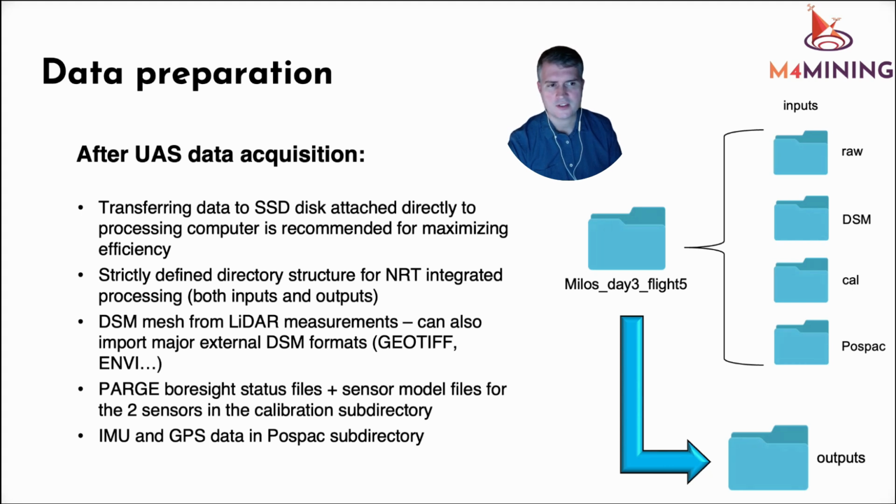While the DSM mesh is typically obtained from LiDAR measurements, it is possible to import major external DSM formats, which can be useful if additional terrain information is required in areas not covered by the LiDAR DSM. The PARGE boresight status files and sensor model files for both sensors of the instrument are kept in the calibration subdirectory, and the processed navigation data, which contains the IMU and GPS information, are stored in the postpack subdirectory.